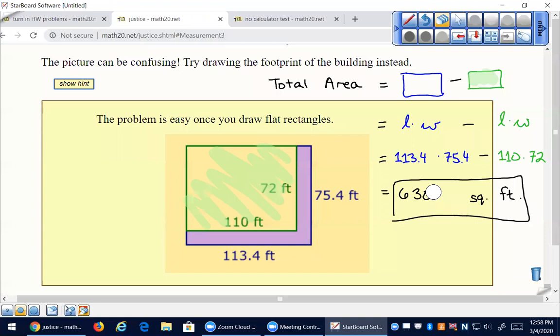Okay, does that one make sense? Everyone sees why we're subtracting? We're subtracting because we have a rectangle and then we're going to take this smaller bit and get rid of it. So we're taking it away.